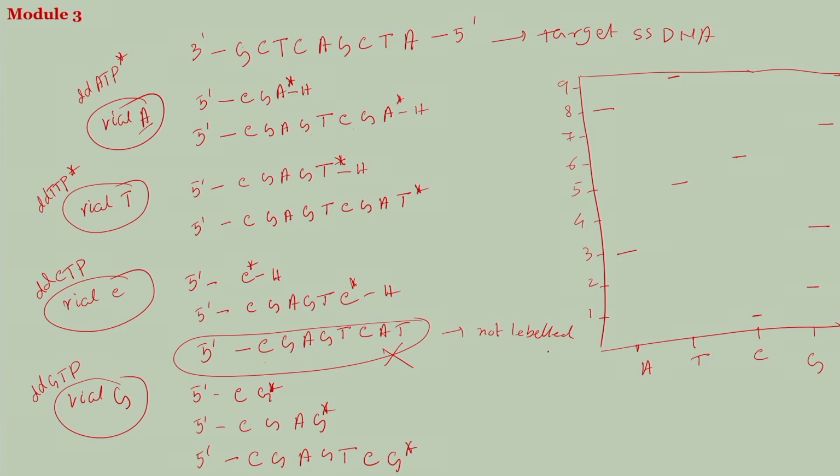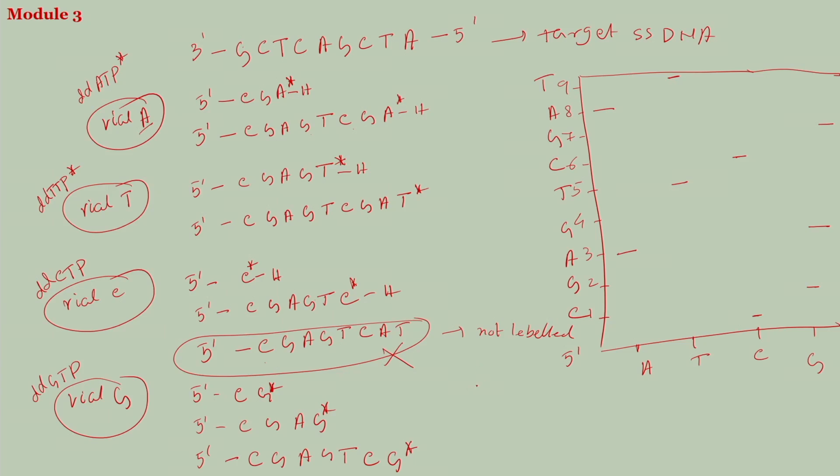Now, you can write down the complementary strand which you are synthesizing from the 5 prime end. So, this would be your C, next would be your G, third one is your A, fourth one G, fifth is T, sixth is C, seventh is G, 8 is A and 9 is T.